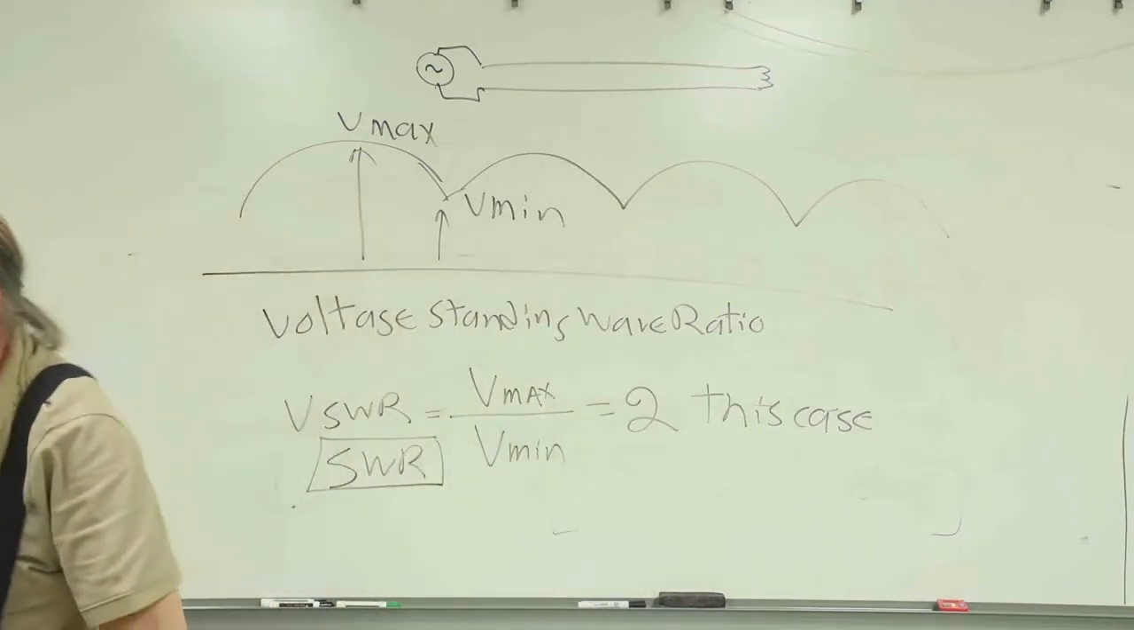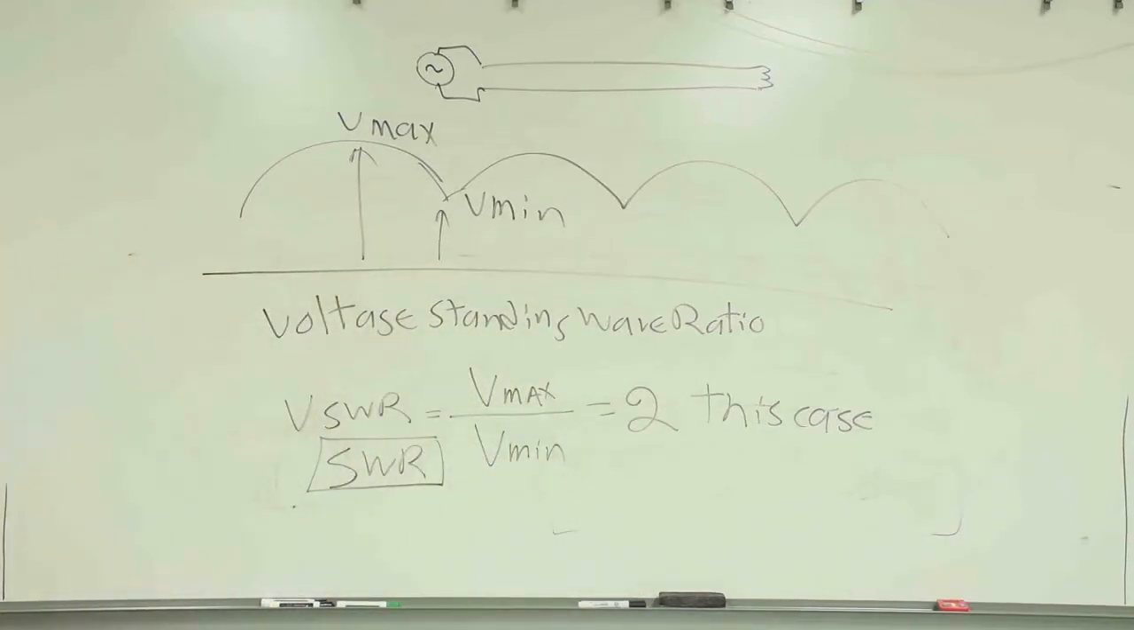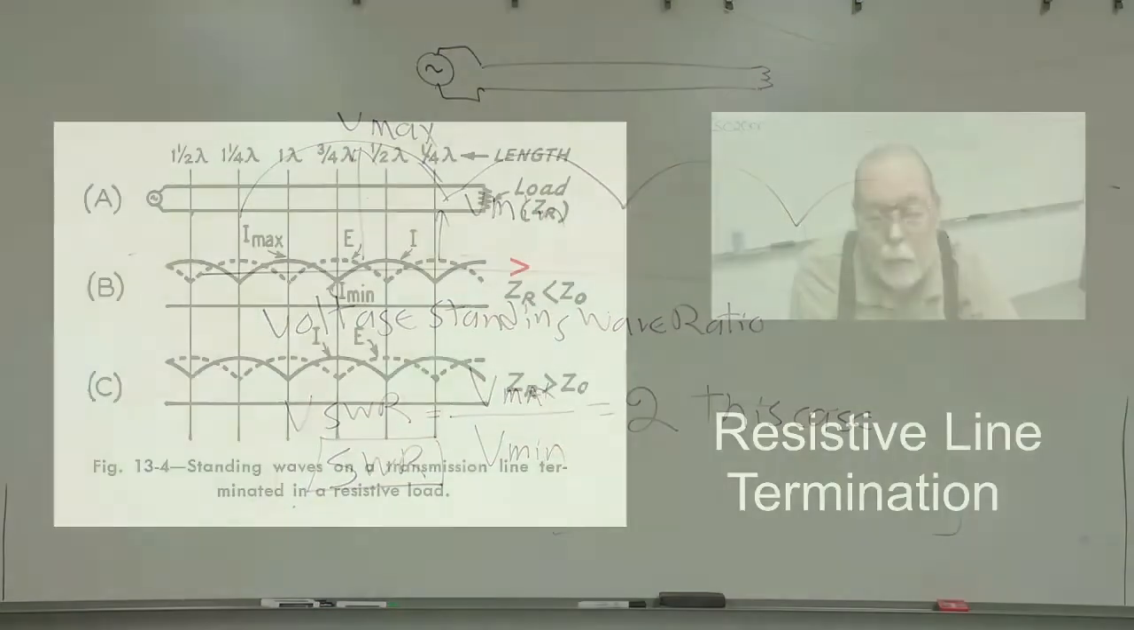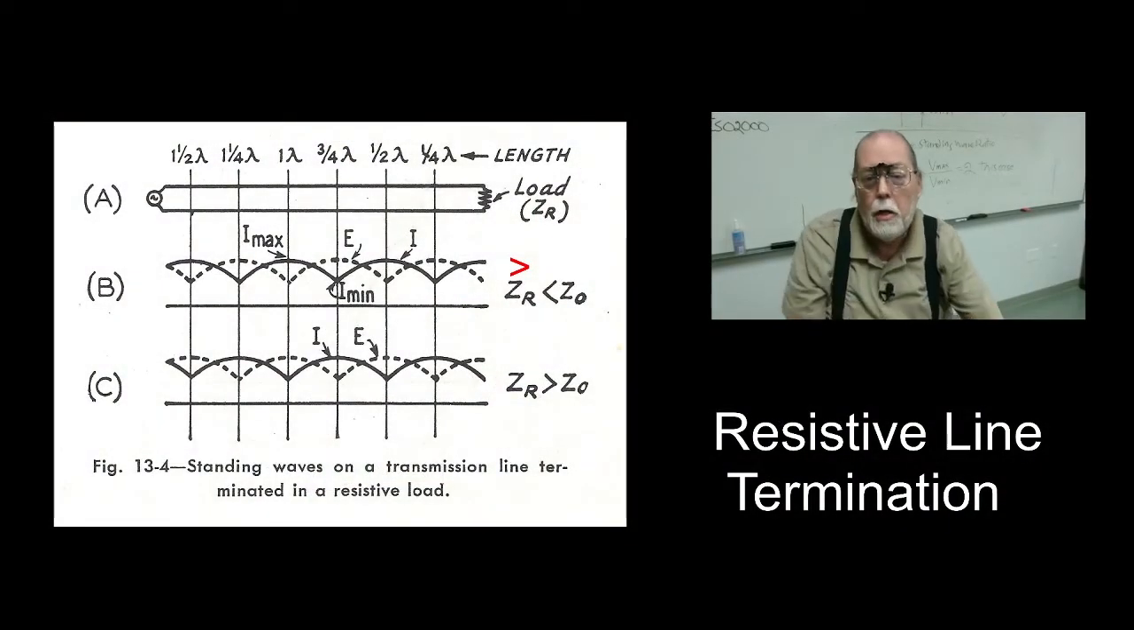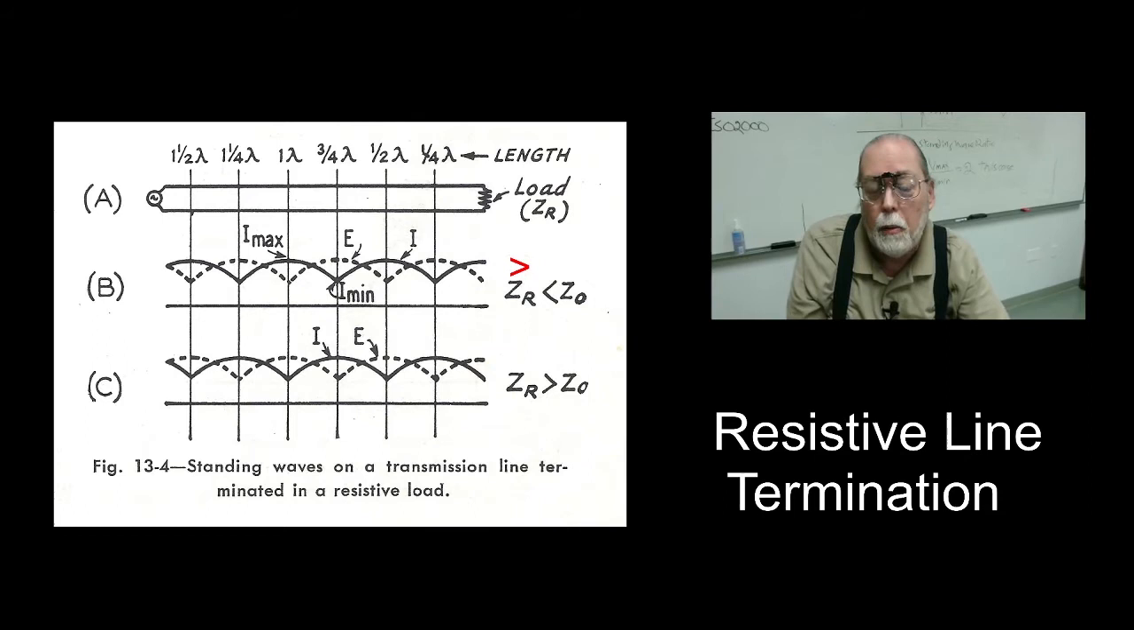So the voltage standing wave ratio is the difference between the maximum and minimum. Okay? So here you can see, this is what I just drew. This is about an SWR of 2-to-1.